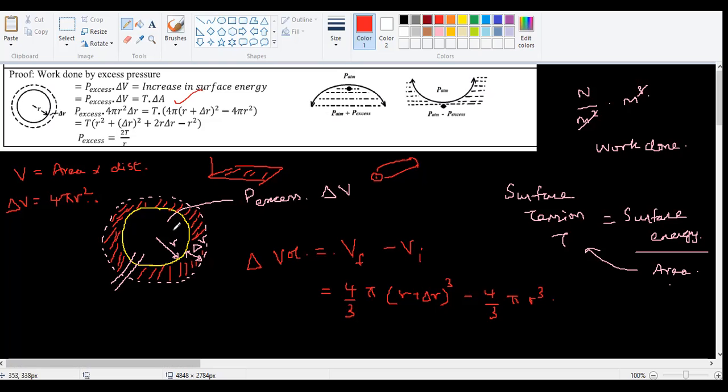So 4 pi r squared into delta r. Okay, so that is your delta V. So that's why you are getting delta V like this.